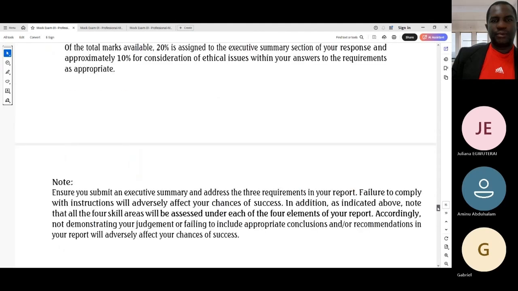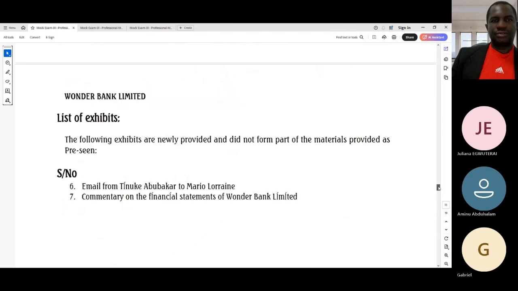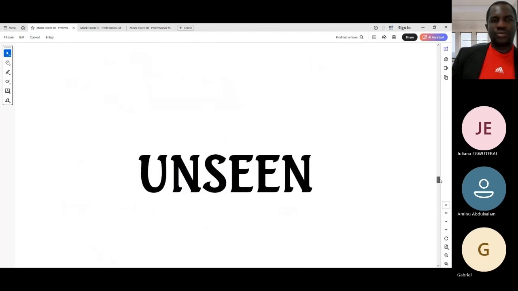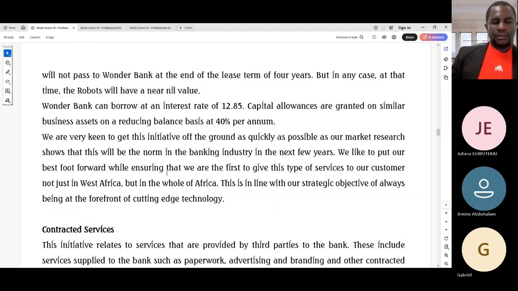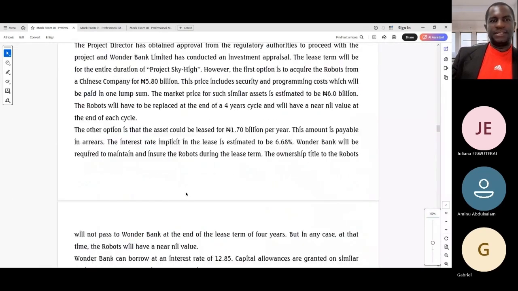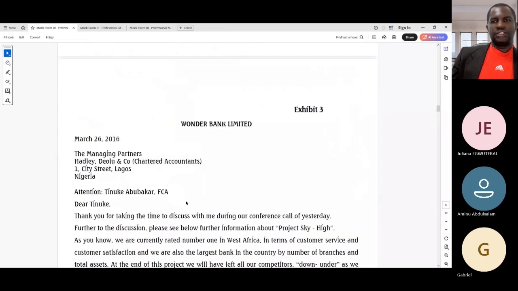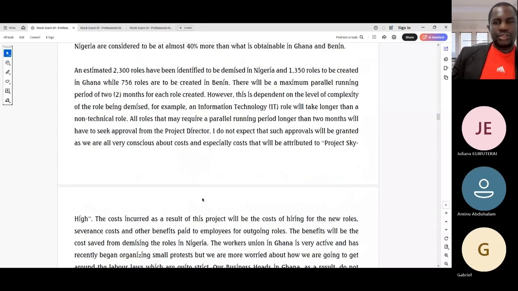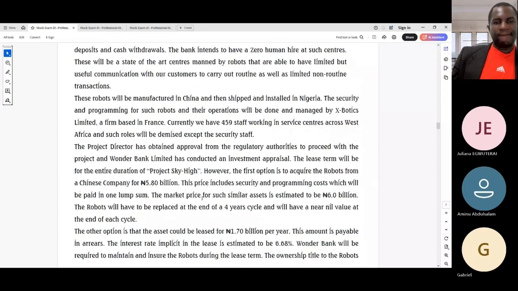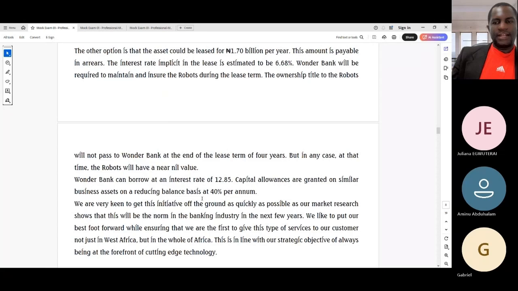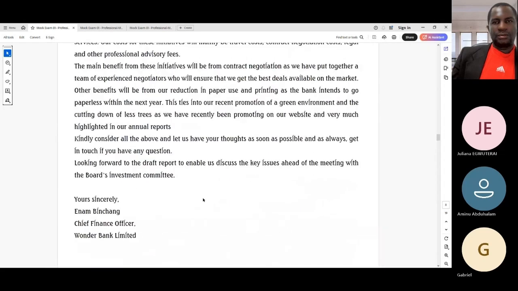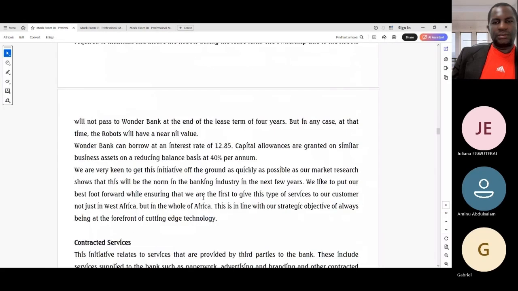I want to look for the post-tax amount, because that's what we're going to use to calculate the cost of debt. So this is on exhibit 3. Now, if you look at the discussion here, under page 8. Yeah, page 8. Wonder Bank can borrow at an interest rate of 12.85.